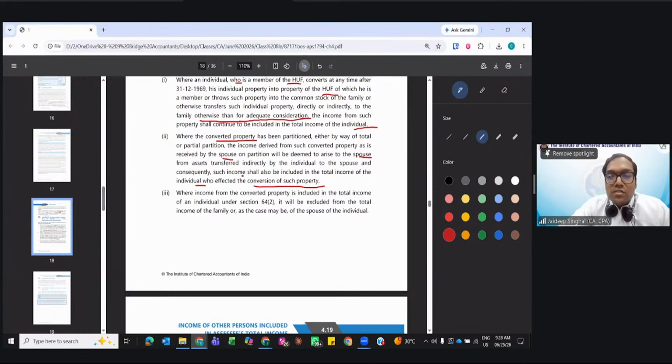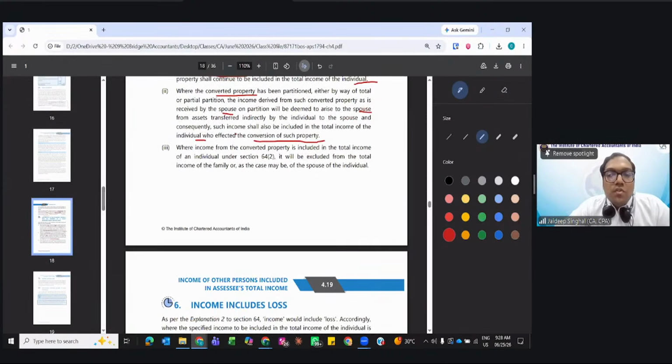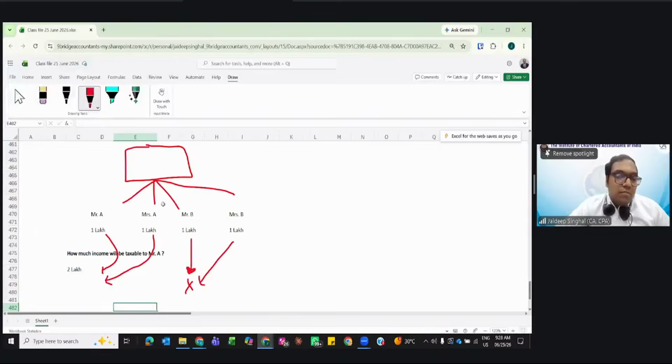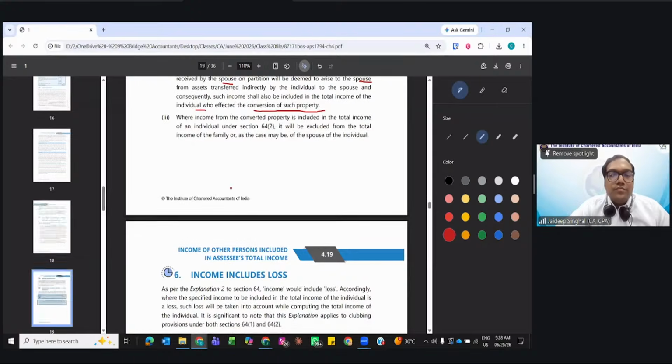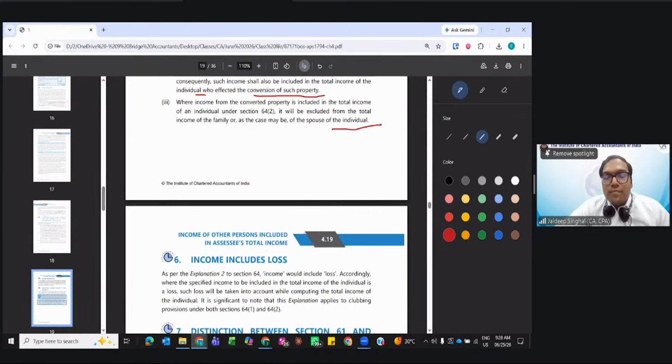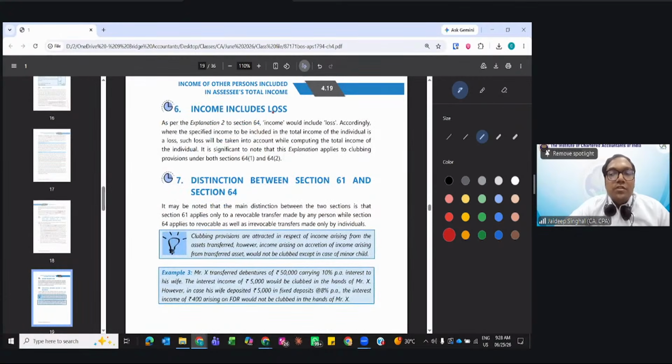Can you see it? Such income shall be included in the total income of the person who effected the conversion of the property. Where income from converted property is included in the total income of the individual, it will be excluded from the income of the individual or family. If Mrs. A's income is included in Mr. A's, Mrs. A will not pay tax on it. That we already know. Clear? Income includes loss. We already know that. If there is income on which clubbing provisions apply, for the loss also the clubbing provisions will apply. Same provision.